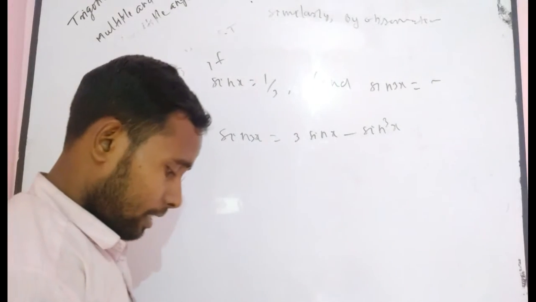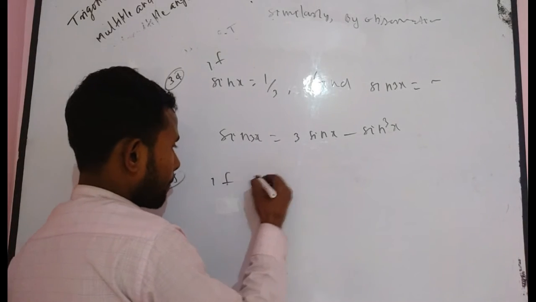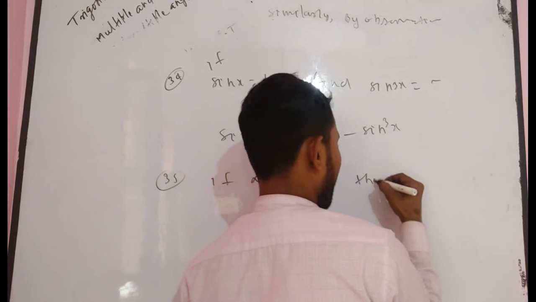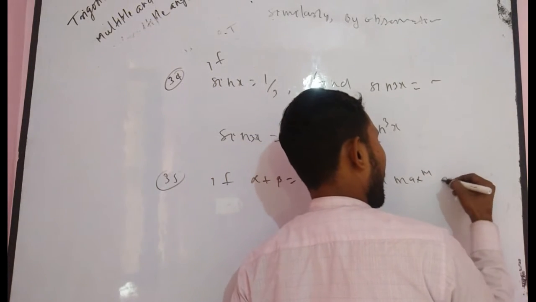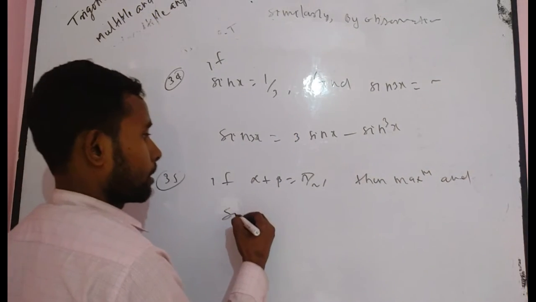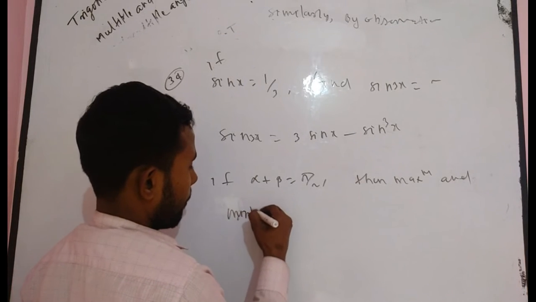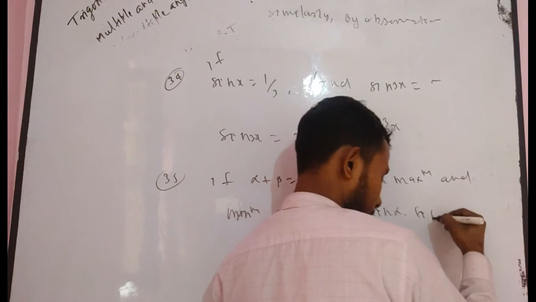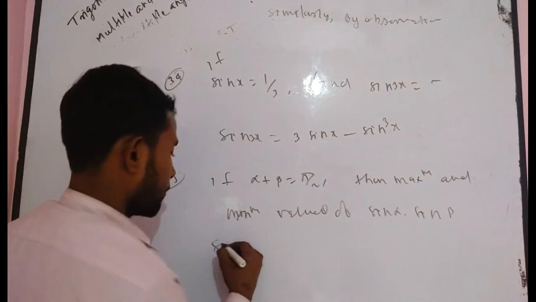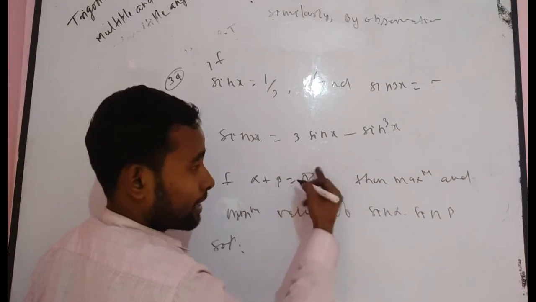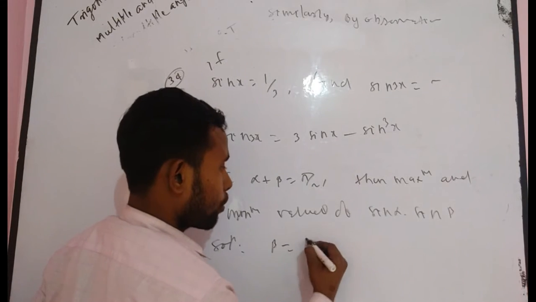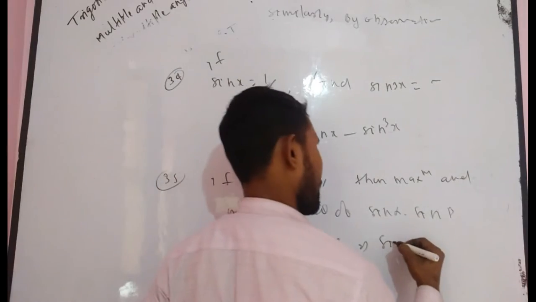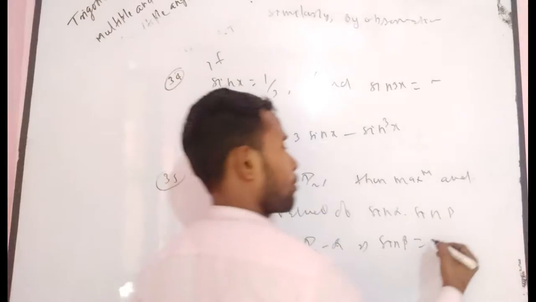Now I take problem 35. If alpha plus beta is equal to pi by 2, then find the maximum and minimum value of sin alpha into sin beta. Firstly, solve it. It is very easy. Since alpha plus beta is equal to pi by 2, you can write beta is equal to pi by 2 minus alpha. After applying sine on both sides, what do you get? Sin beta is equal to sin (pi by 2 minus alpha). That will be cos alpha.